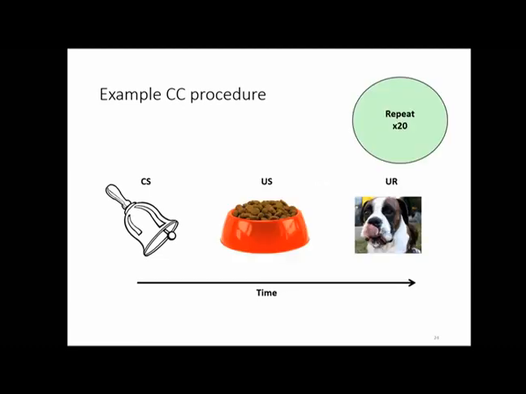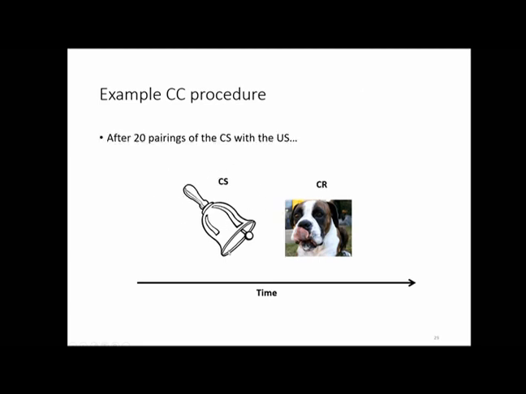But if we do this, say 20 times, so you ring the bell, you give the dog food, ring the bell, food, bell, food. If we then present that bell on its own, then the dog would be drooling because they've learned that this bell is associated with food. And in this case, when the dog starts drooling, we know it's a conditioned response because they're drooling in response to our conditioned stimulus.